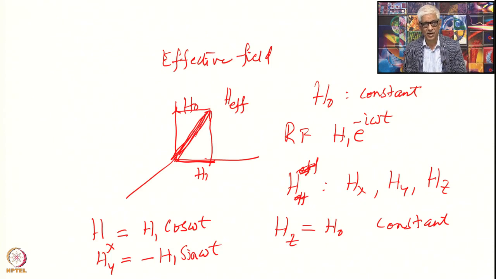E to the minus i omega t is what? Cosine omega t minus i sine omega t. Therefore, this is Hx, remember this, and Hy is down there. So, therefore, we have three components, and we can write them explicitly like this.